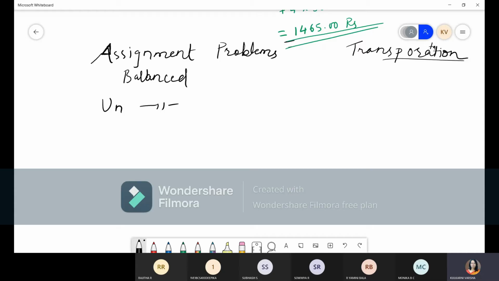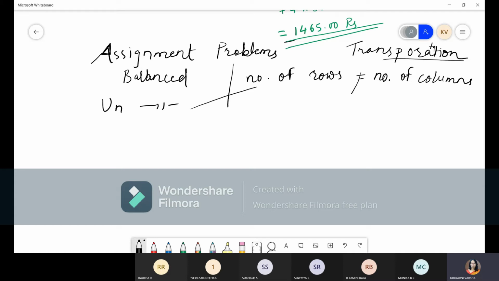Okay, so as usual, we have balanced and unbalanced assignment problems. We say it is a balanced problem if the number of rows is equal to the number of columns. If it is not equal, then it is unbalanced.